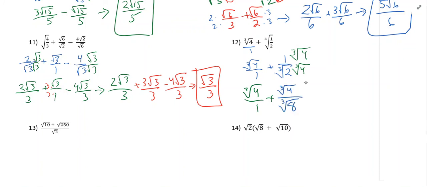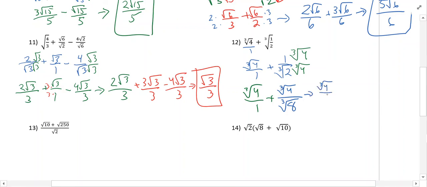Okay, so I get the cube root of 4 over the cube root of 8. And remember, the cube root of 8, that's a perfect cube. So I'm just going to rewrite this: the cube root of 4 over 1 plus the cube root of 4 over 2. Because remember, 8 is a perfect cube. 2 times 2 times 2 would give you 8.